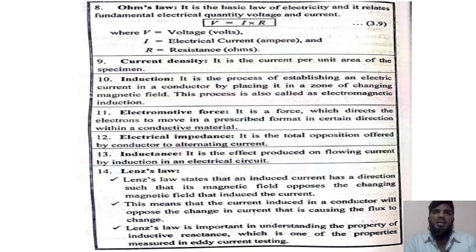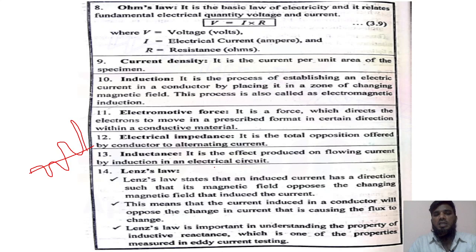Alternating current is nothing but AC current, which moves from 0 to 1, 1 to 0. So it can have negative or positive values. DC will always have a stationary current, whereas AC will be like this. Everyone might have seen AC current. If the AC current is like this, it will be like a sine wave: 0, maximum, 0, minimum, maximum, minimum, like this. Next, inductance. Inductance is the effect produced on the flowing current by induction in an electric circuit.